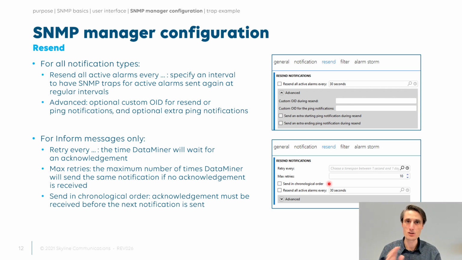Because otherwise, if we just send them, very short alarms could actually arrive in a different order, because UDP also doesn't guarantee the order. So if you want to make sure that this is in a chronological order, you need to activate this option, although it slows down your throughput a little bit.